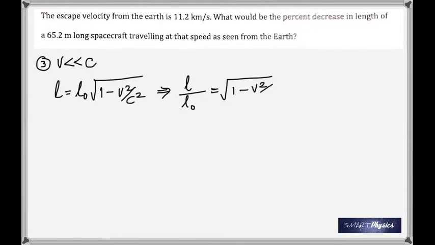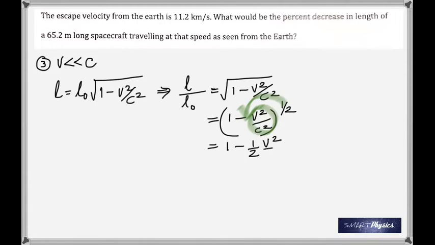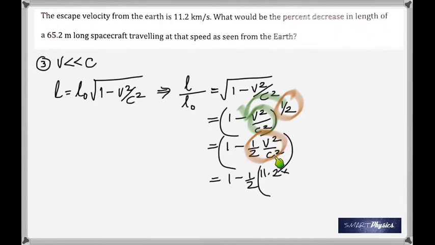And since we're looking for the percent decrease, I've made L by L naught the subject. The square root is written as raised to half, you know that. An approximation of this relation using the binomial theorem is you take the power half and multiply it here, v squared by c squared. That's an approximation which can be applied when this term is really small, which is true in this case.